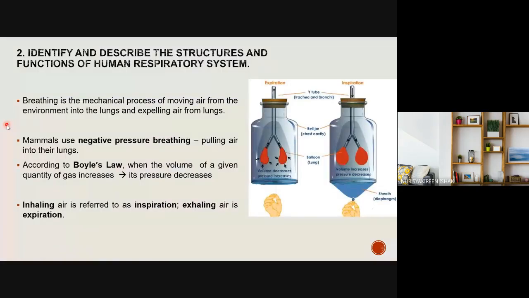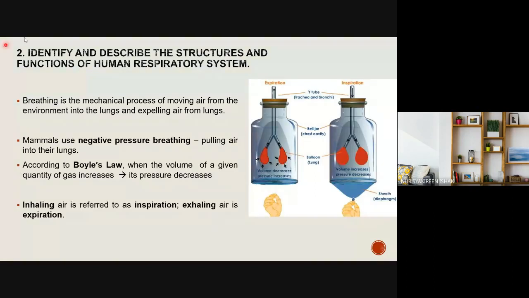Okay, so number 2, identify and describe the structures and functions of human respiratory system. So ini nak tengok untuk human lah pula kan, so the lung. Breathing is the mechanical process of moving air from the environment, from the atmosphere into the lungs and expel air from the lungs. So mammals use negative pressure breathing. Tadi kalau frog positif, kalau mammals, human, we use negative pressure breathing. Please highlight that one. Which involves pulling air into the lung.